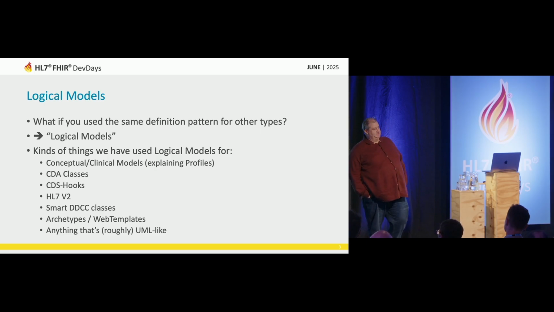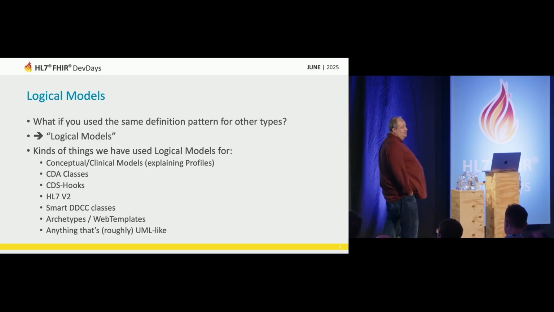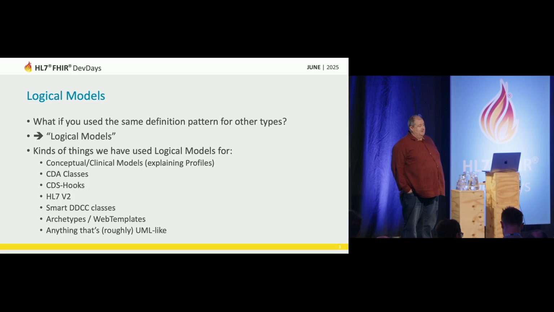And then we started using that same definition pattern for other types, things that were not resources or data types or profiles on them. Without really thinking about it, I called them logical models because they weren't concrete models, as in they weren't resources. And then over the years, we just kept reusing the same technique of logical modeling. As I said, that's an awful name for it, but applying structure definition to define types, and we just kept doing that. And so we originally created them in order to do conceptual models.